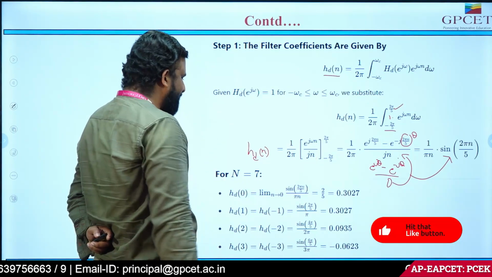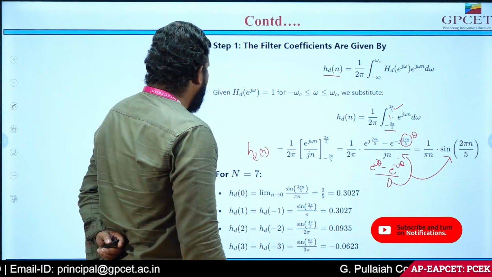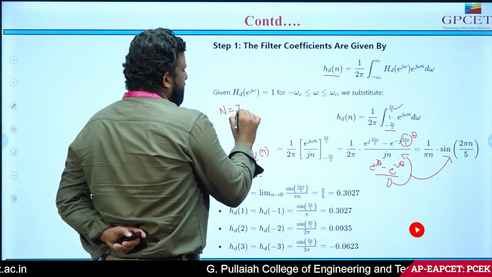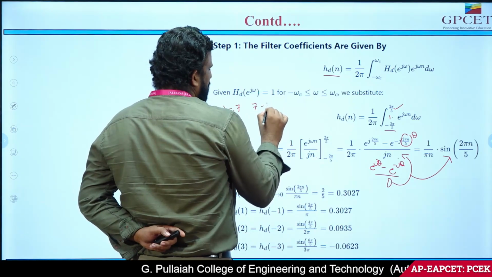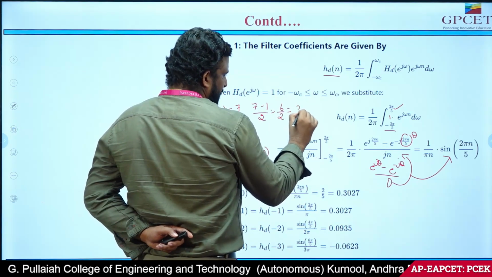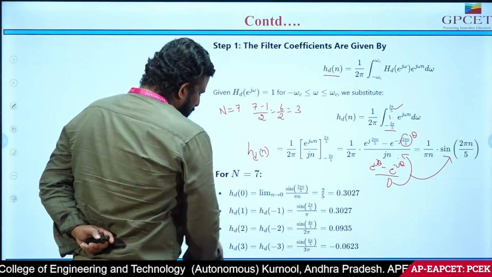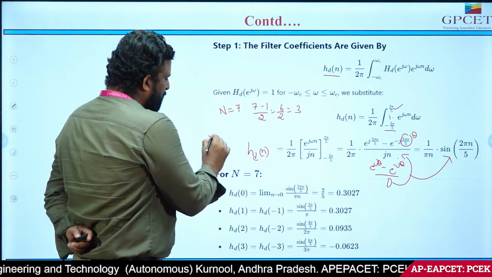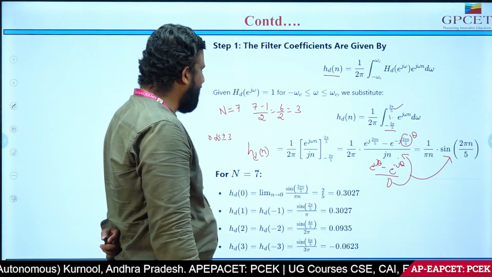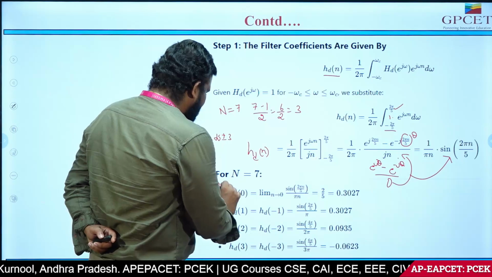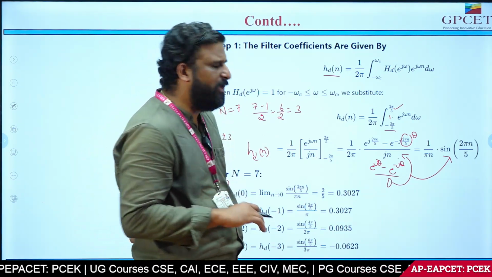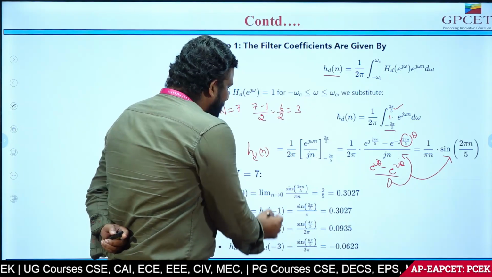Now how many values are we going to find out here? The length he had given is N equal to 7, so 7 minus 1 by 2 is 6 by 2, that is 3, so from 0 to 3 we are going to find out. So 0 to plus or minus 3 values. If we substitute n equal to 0 directly into HD of n, it will be indeterminate, so the first value will be found by applying the limits.